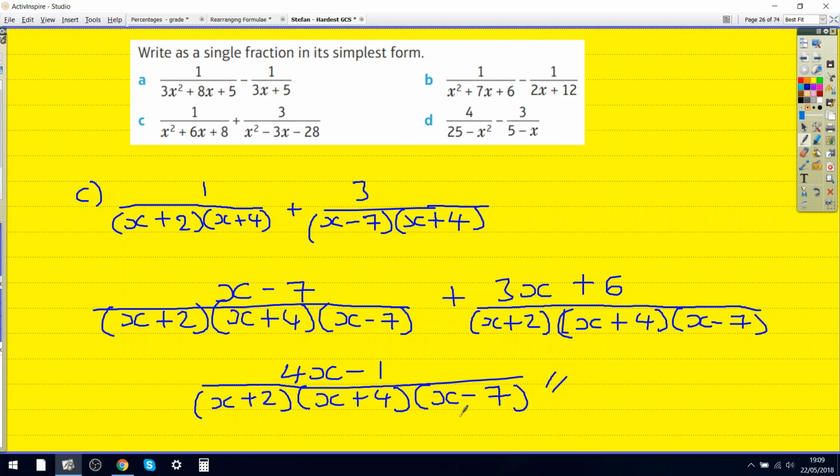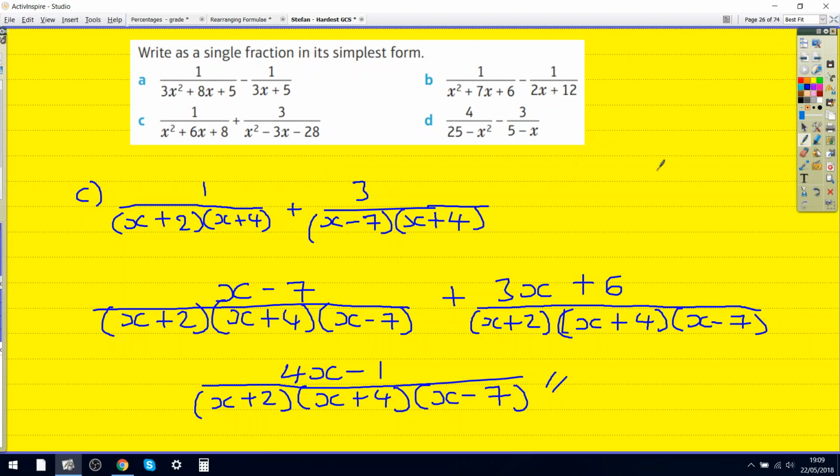Yeah, so in general, to add algebraic fractions, you get a common denominator, same as always. And the way you do that, it's kind of like the cross multiplying. You know, we multiplied by x minus 7 and we multiplied by x plus 2. Okay. Any questions there? No, that's great.